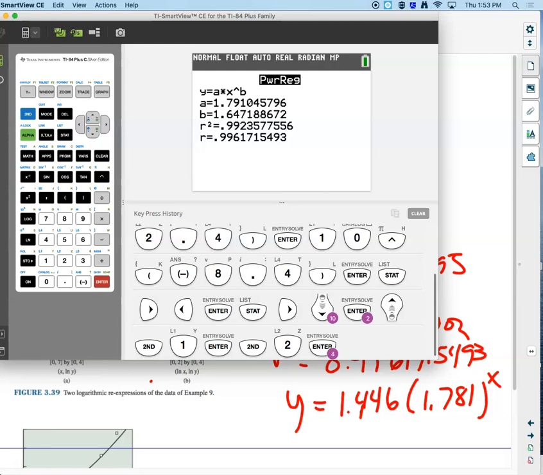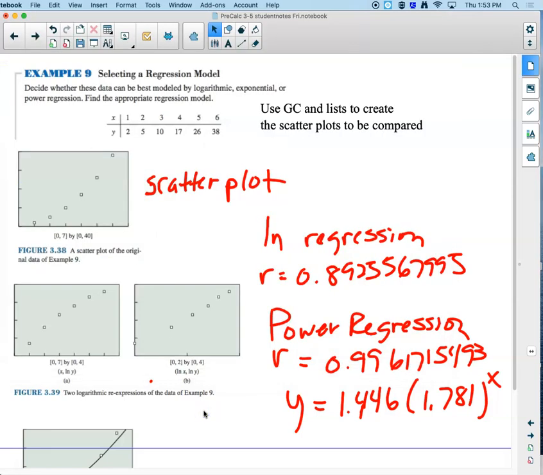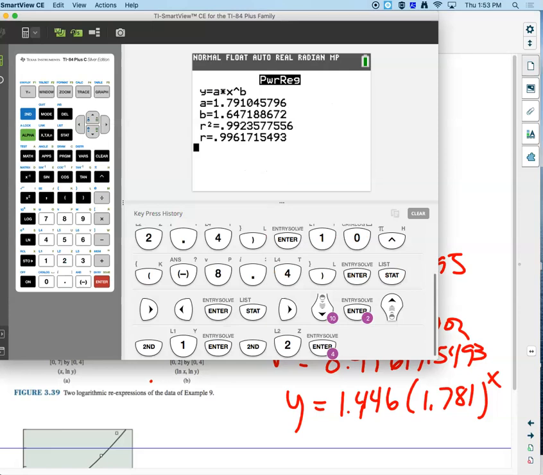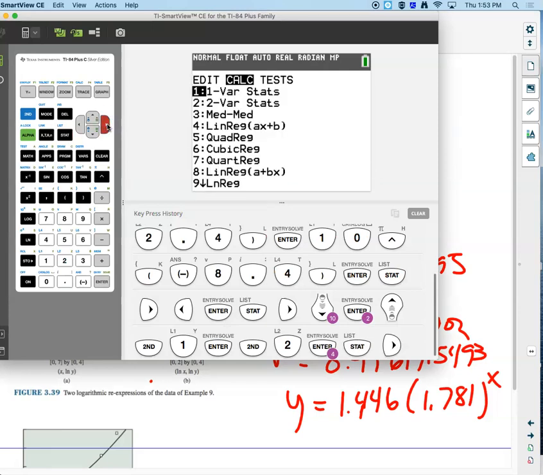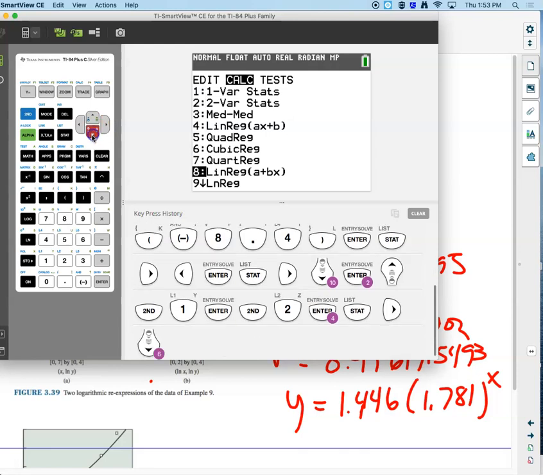The very top is the model. Y equals A times X to the B. It tells you what A is, it tells you what B is, and then it gives us our R value. And that's a really good R value that we're looking at there. So power regression would definitely be the best. Now, if you do exponential regression, which again, you might think, hey, I should use exponential because I'm talking about exponents here.